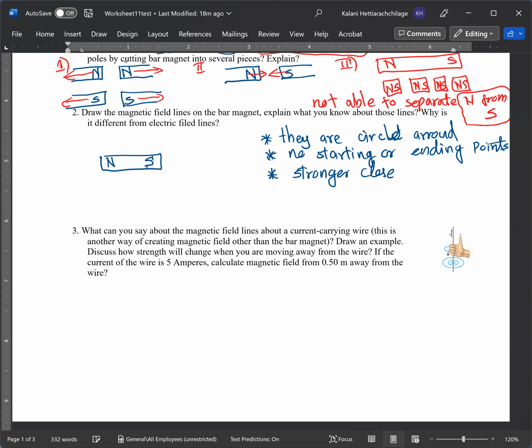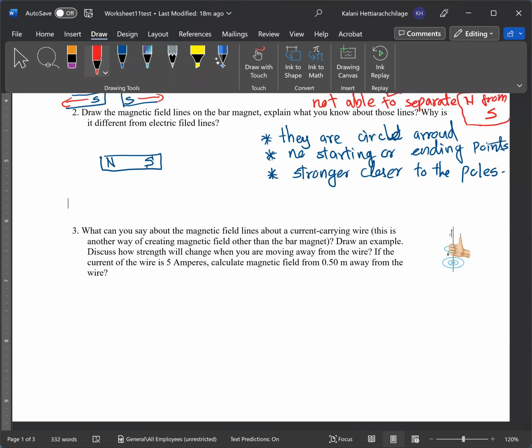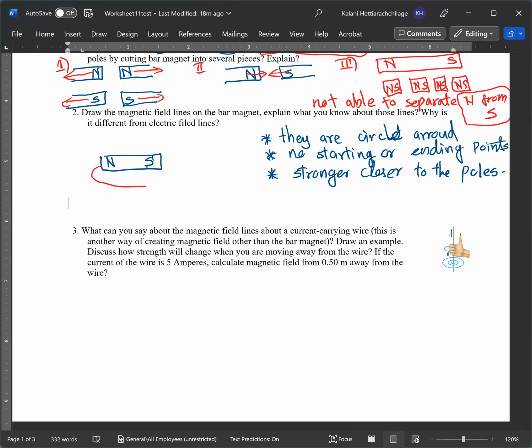Closer to the poles, actually. Those are the properties. And if I draw the magnetic field lines for this one, it's not allowing me to change the colors. Okay, so now your magnetic field lines will be going in circles. They go from north to south, but they are not actually starting or ending, they make circular loops.